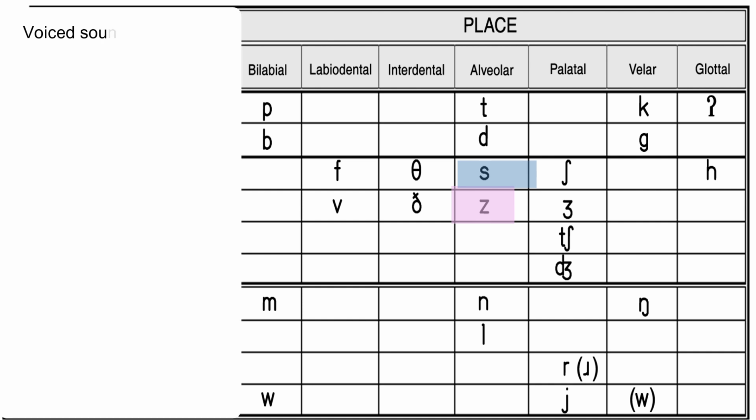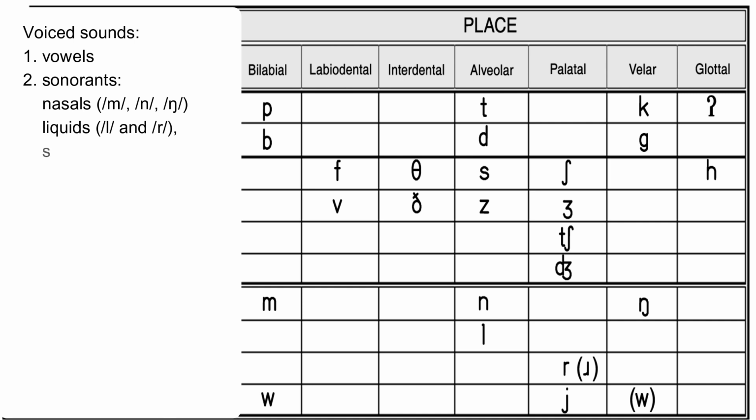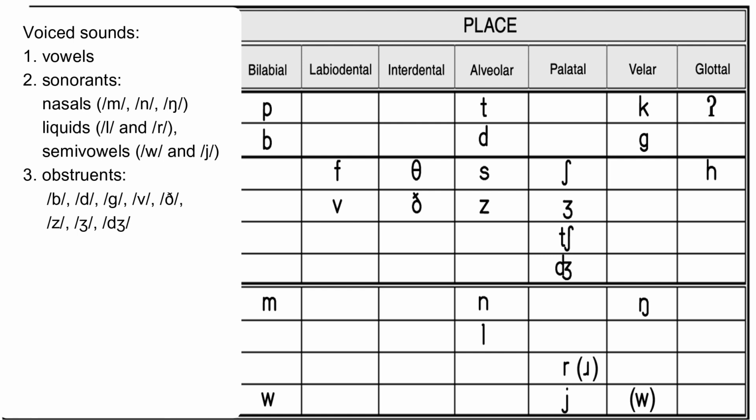All vowels are voiced sounds. Sonorants are also voiced. Sonorants are nasals, and ng, liquids, la and ra, and semivowels, w and y. Some obstruents are also voiced, which are b, d, g, v, th, z, zh, and j. The rest of the obstruents are voiceless: pa, ta, ka, fa, tha, sa, sha, cha, and ha.